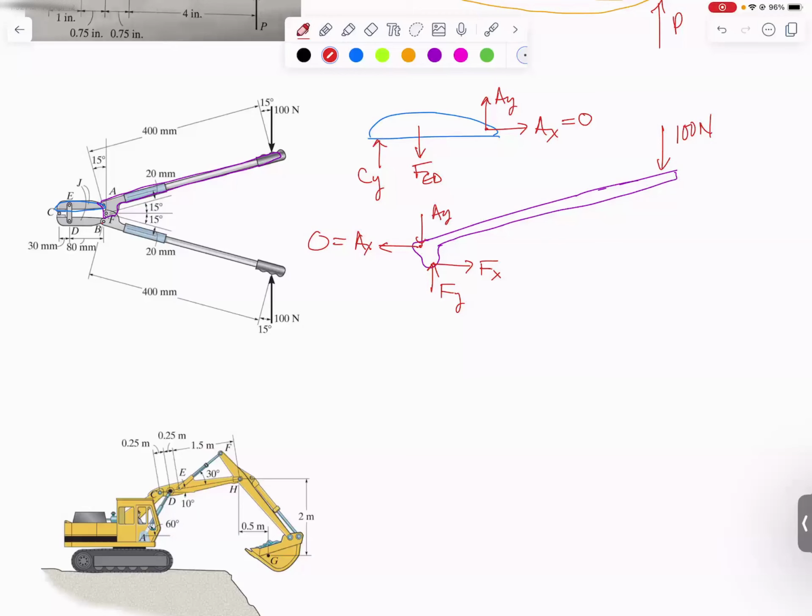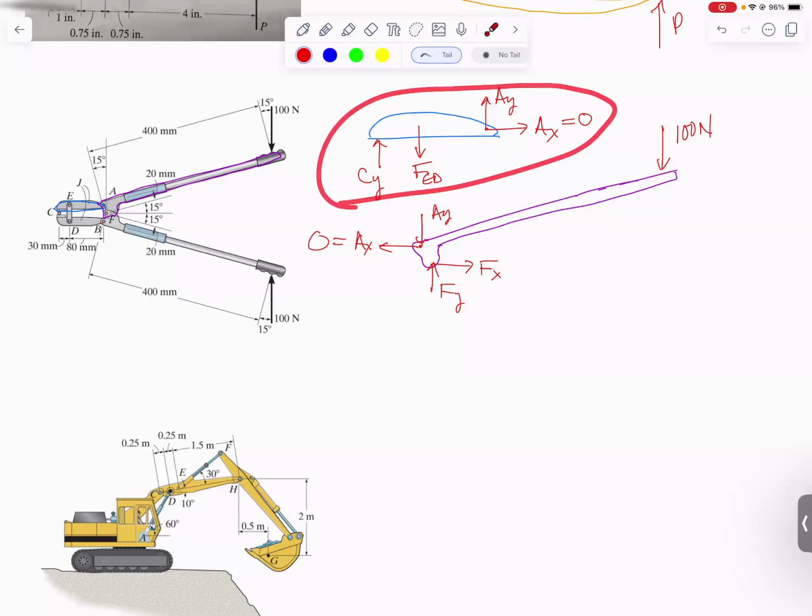And I'm thinking I want to sum moments about point F. Because if I sum moments about point F, first it's pretty quick because I've only got the 100 Newton force that I know and AY that I don't know. And if I can sum that moment, I'll solve for AY. Then I can come back to this diagram. And since I know AY, I can sum moments about this point right here, point E, and I'll be able to get CY really quickly from that diagram. Summing moments about F is a little tricky with this problem because of the angle, but it's not too bad. All we need to do is do a little bit of work on getting perpendicular distances.